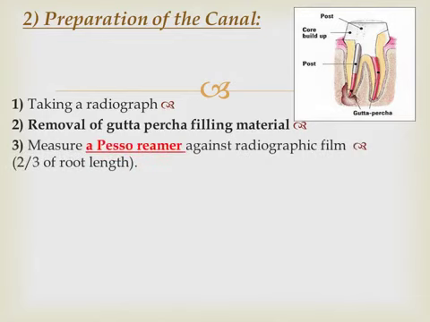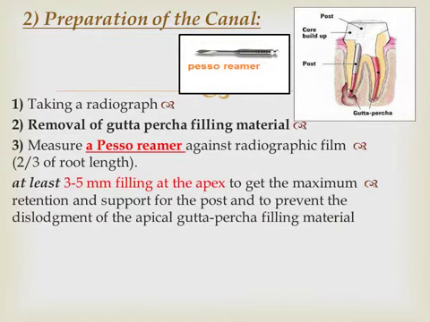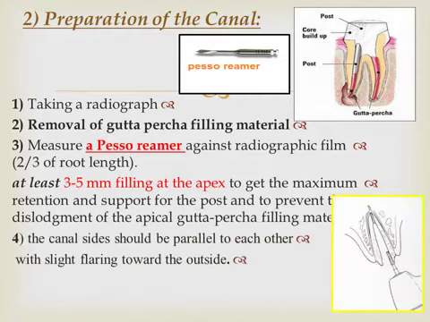We should remove two-thirds of the root filling, leaving at least 2 to 5 mm at the apex to get the maximum retention and support for the post and to prevent dislodgement of the apical gutta-percha filling material. And the canal sides should be parallel to each other with a slight flaring toward the outside.